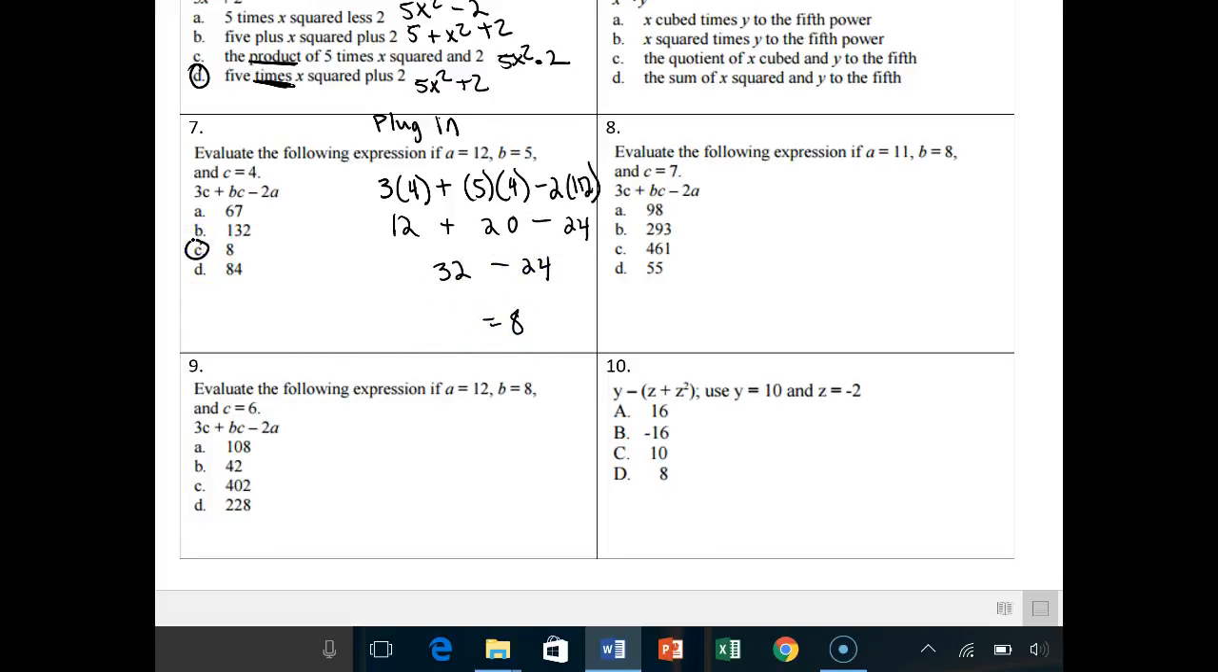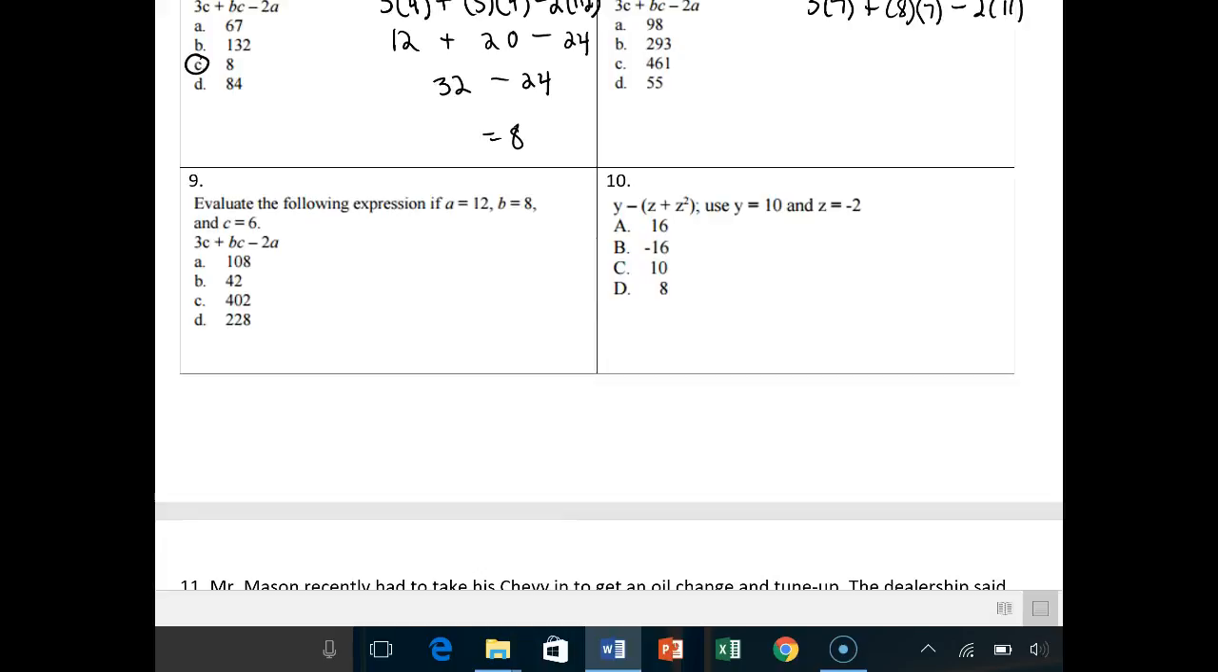So C. I will help you plugging in on number 8. So it'll be 3 parentheses C, which is 7, plus BC, which is 8 parentheses, and then C, which is 7 again, minus 2 parentheses 11. So you guys need to finish that one. Show the work like I did here.